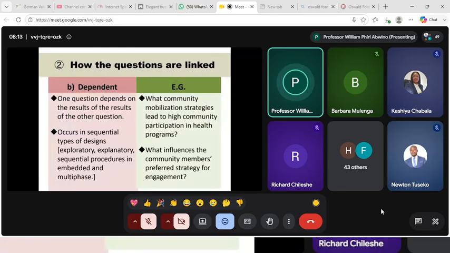The fourth one is the embedded mixed research design. The embedded. The fifth one is what's known as the multi-phased. The multi-phased.